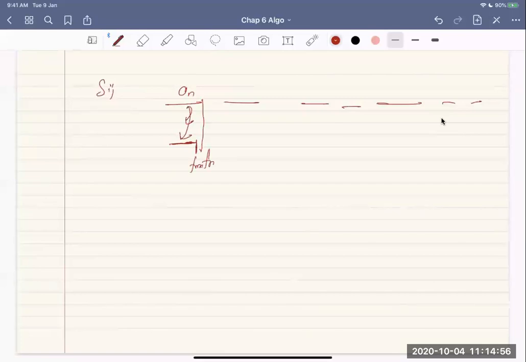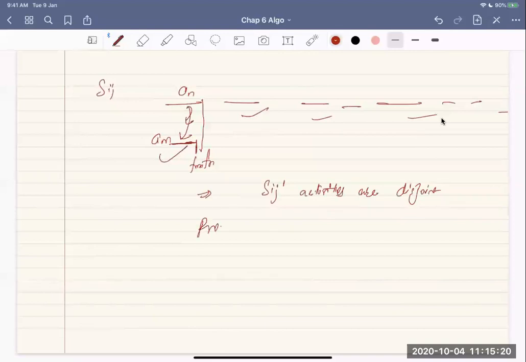That means it will still continue to remain compatible. Because An was compatible, so Am has to be compatible. So that means Sij prime activities are also disjoint, compatible, and that's your proof. Okay, so that's how the greedy algorithm's proof generally works.